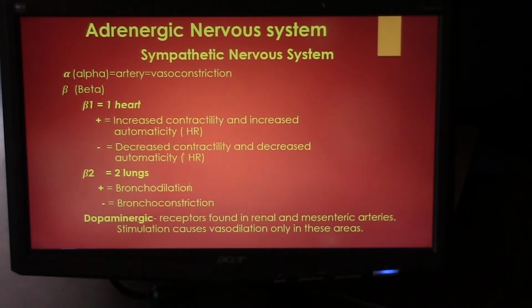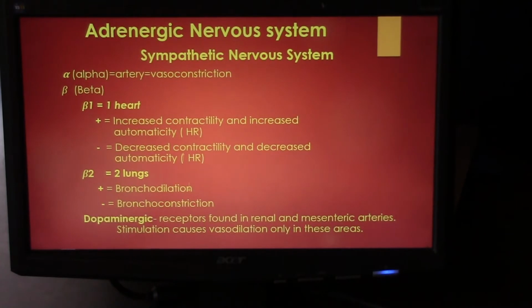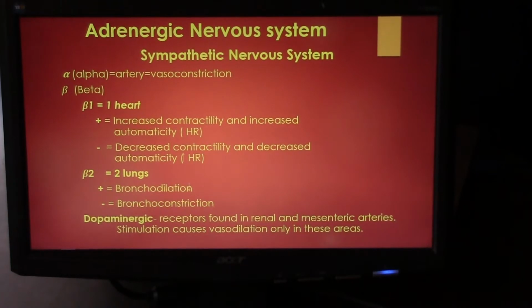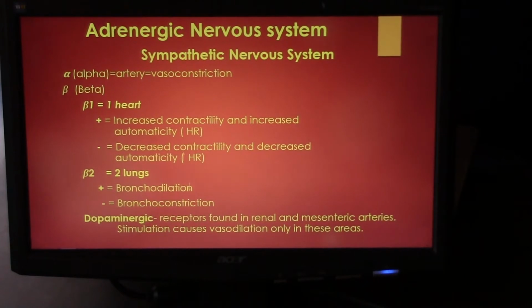So under the adrenergic nervous system, you have the sympathetic and the parasympathetic nervous system. The sympathetic nervous system basically speeds things up. So when we talk about that, we have different receptors that work differently in the body. Alpha receptors are found in the artery, and when you think of alpha, think of A equals alpha equals artery, that when they're stimulated cause vasoconstriction. Norepinephrine has very strong alpha properties, so that when you give norepinephrine, you expect a lot of vasoconstriction.